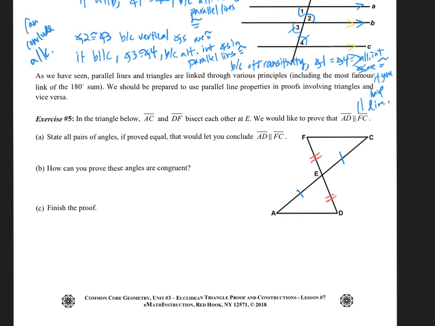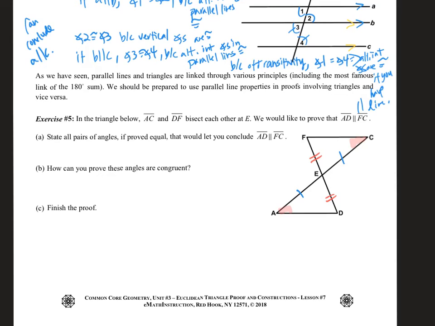So we can't say whether or not our alternate interior angles are congruent or whether our corresponding angles would be congruent. So we want to state all pairs of angles, if proved equal, that would let you conclude if AD is parallel to FC, right? And so that means that we want some corresponding angles, or some alternate interior angles. And lucky for us, we have a boatload of alternate interior angles that we can point to. So we can point to this interior angle. It would be an alternate interior angle to this angle.